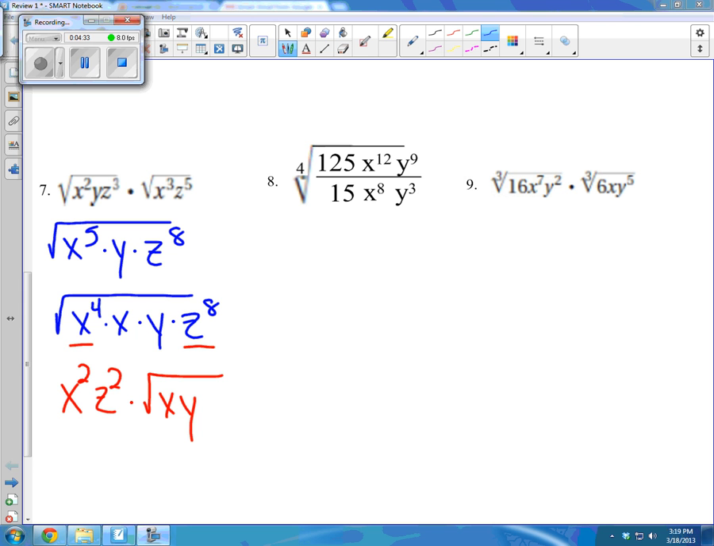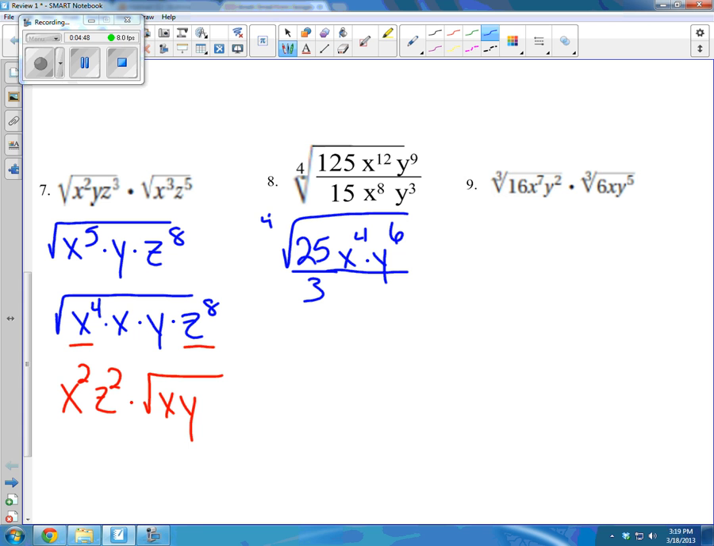My fraction 125 over 15, I can simplify into 25 over 3. My x's will simplify into x to the 4th in the top, and my y's will simplify into y to the 6th in the top. So when I look, I technically still have a 4th root down in the bottom. So what I'm going to do is build that up with another 4th root.